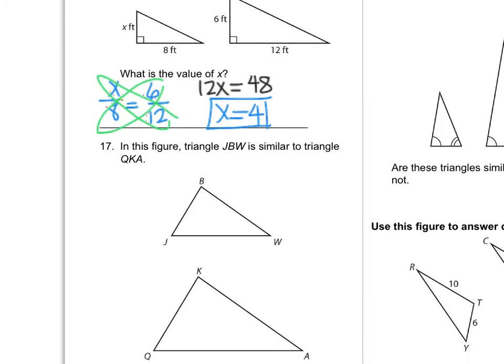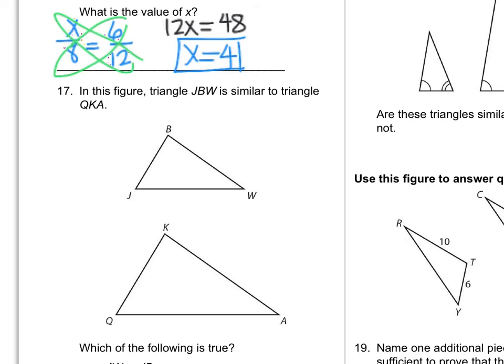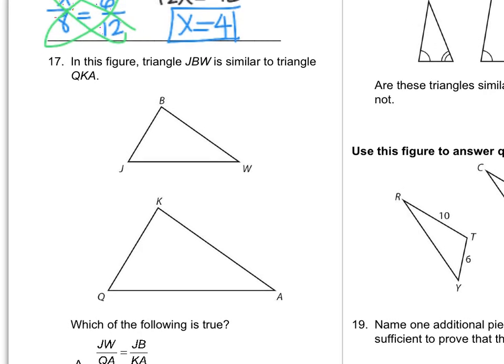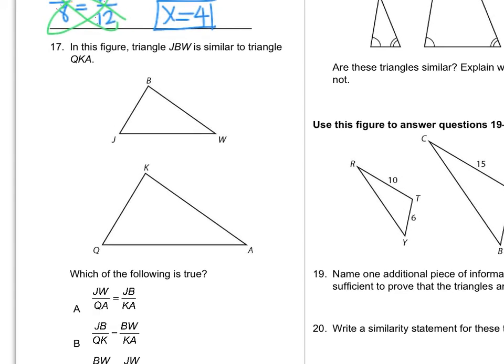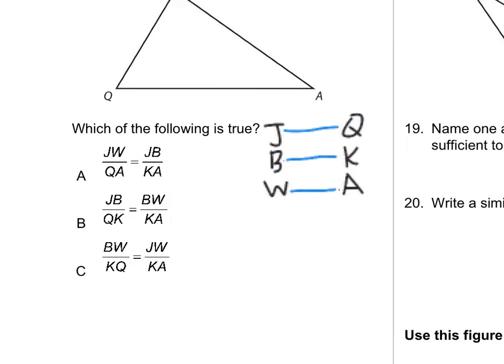Number 17. In this triangle, JBW is similar to triangle QKA. Which of the following is true? Well, let's help ourselves out by setting up a chart that would help us. So we have J, B, and W, and those should match with Q, K, and A. So J should be Q, B should be K, and W should be A when we're looking at this here.